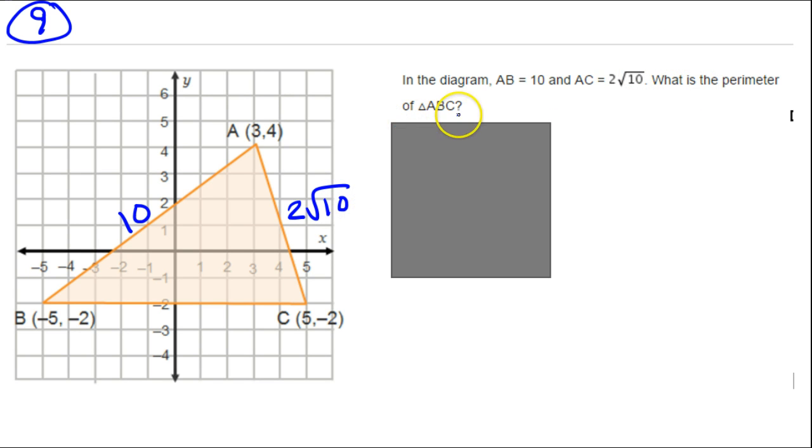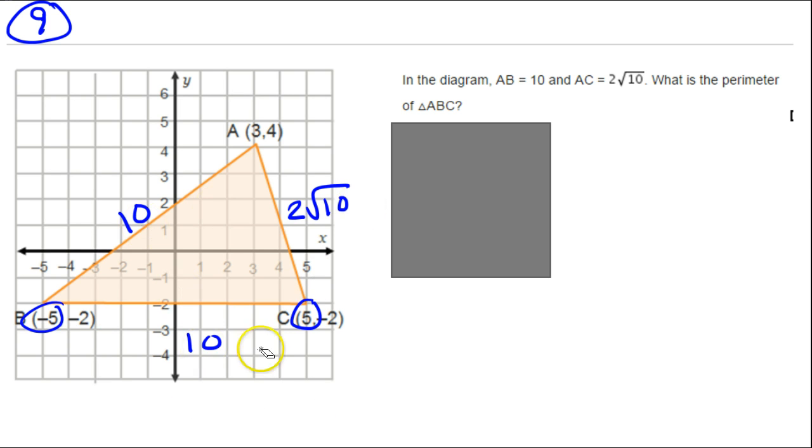What is the perimeter? So the only side we're missing is this horizontal side. Because it's horizontal, I really could just count. So this is 1, 2, 3, 4, 5, 6, 7, 8, 9, 10. So this is 10. For what it's worth, if you didn't feel like counting, you could subtract to find the distance. Okay, I could do 5 minus negative 5, and that would also give you 10. Or you could just count.